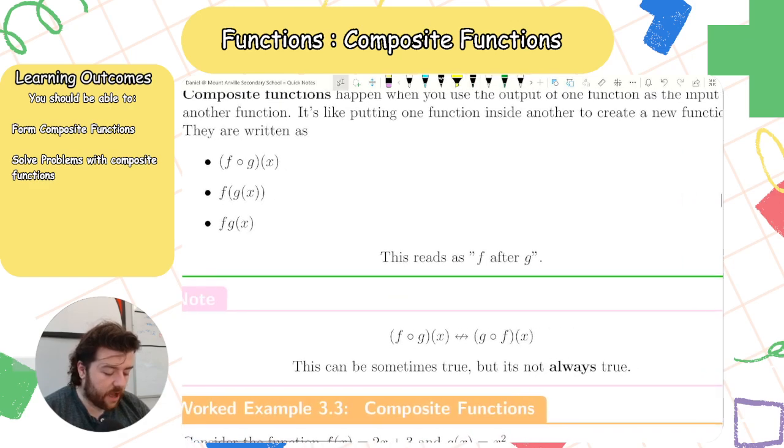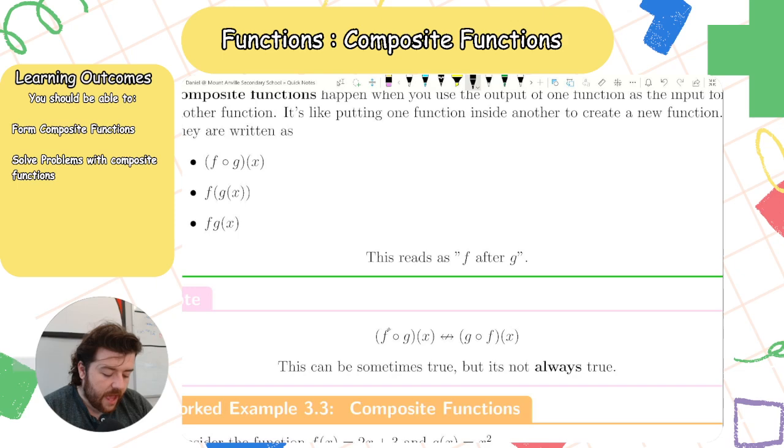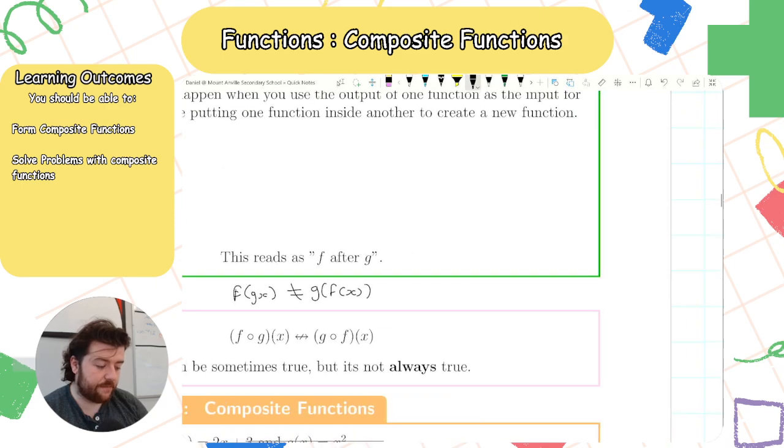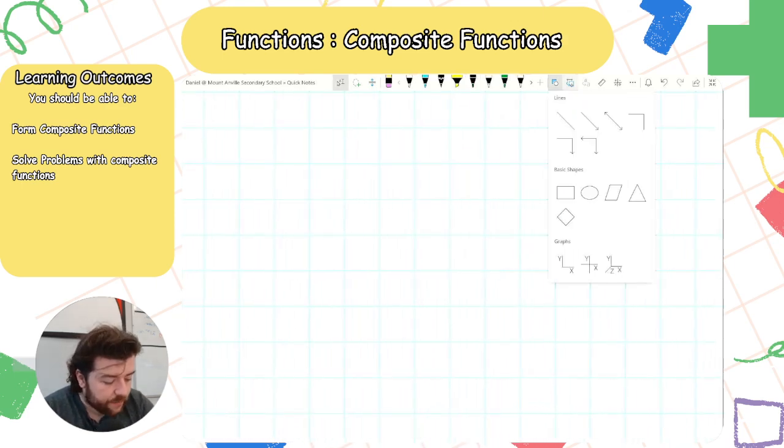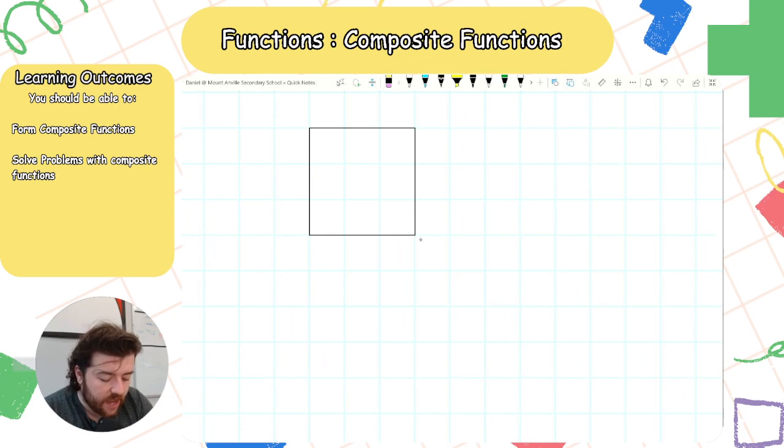Something to note about composite functions: f after g of x and g after f of x are not interchangeable. f of g of x is not always equal to g of f of x. So let's look at a very, very simple example to explain this. Let's look at a washing machine and then a dryer. So here's my washing machine, here's my dryer.